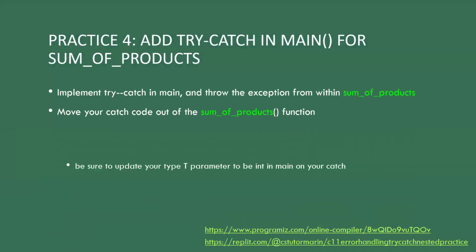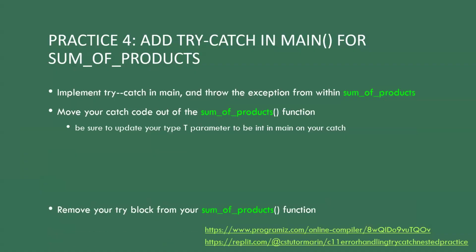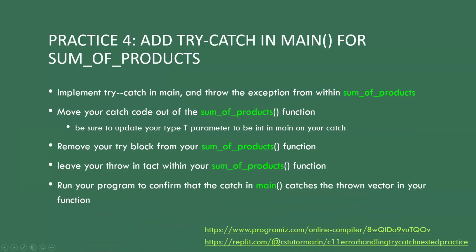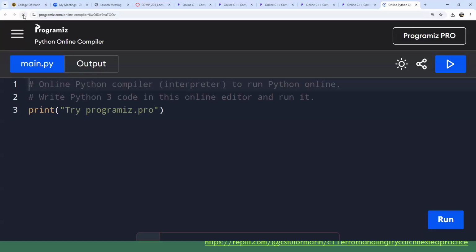So let's try to have the try catch in main for our sum of products. Hopefully most of this is written. We don't have to rewrite this stuff all over again.